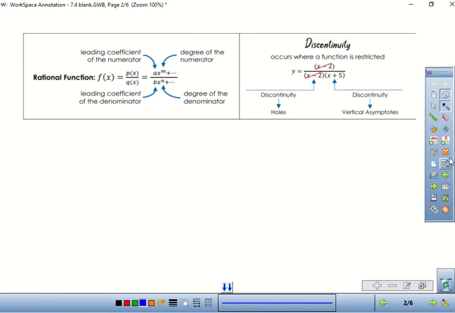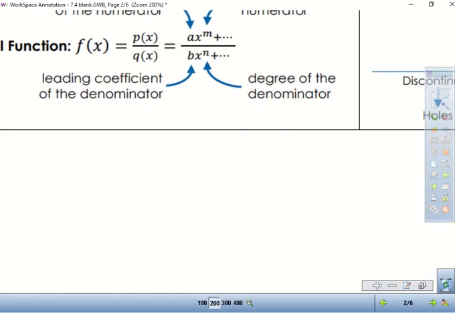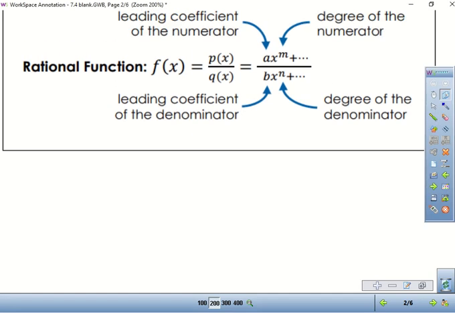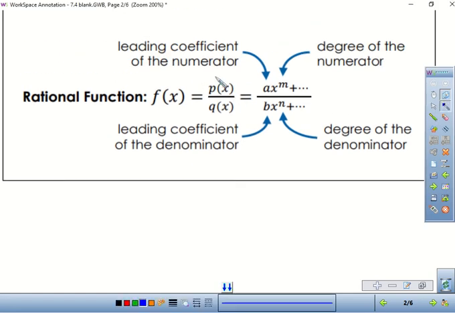So let's talk about some important key features of rational functions that we need to recognize and some vocabulary. Rational functions are basically a polynomial divided by another polynomial expression, equal to f of x or y. Two things you need to be able to identify: the leading coefficient, which is the coefficient of the highest exponential term, and the degree of the numerator, which is the exponent on the numerator. And then the same for the denominator. The leading coefficient of the denominator is known as the letter b. So we use the letters a and b to denote that.